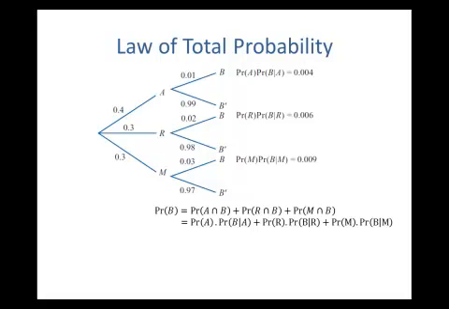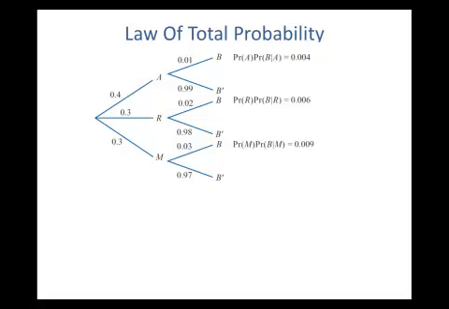So the probability of A and B occurring is the probability of A by the probability of B given that A has occurred, and so on. And we can work this out. The total probability of B occurring is 0.019.